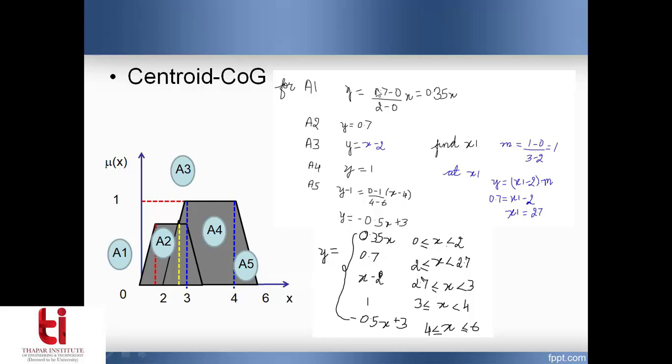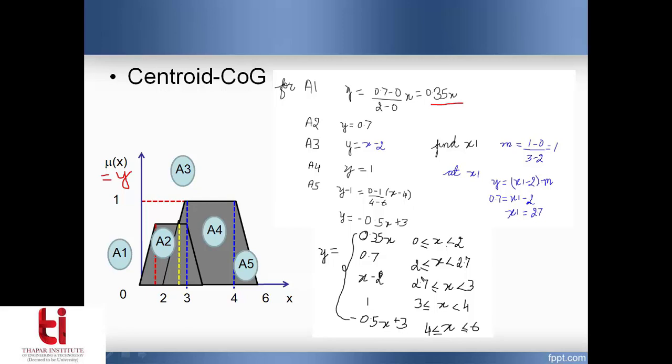So from that I can try to find the slope. Once I have the slope, I can form a relationship between the output y and the value x. So this mu x is actually representing y. So for the A1 area, that is between 0 to 2, I have the slope which is governing the relation between x and y.